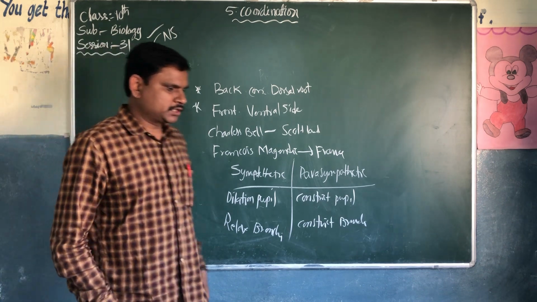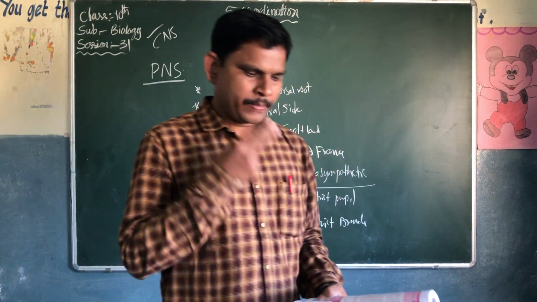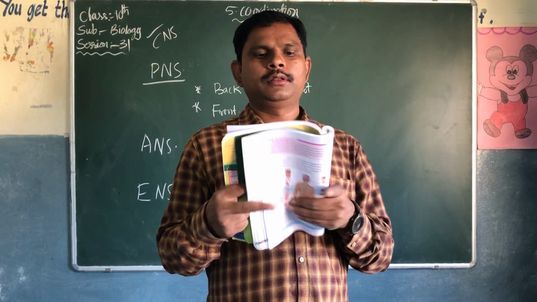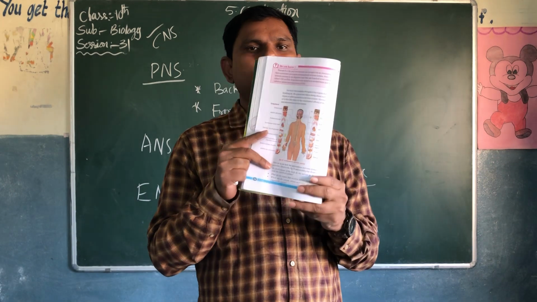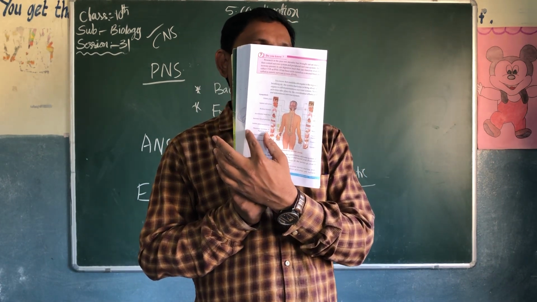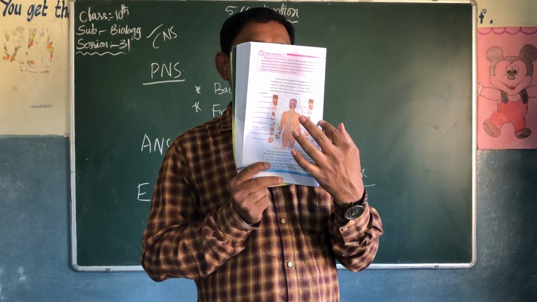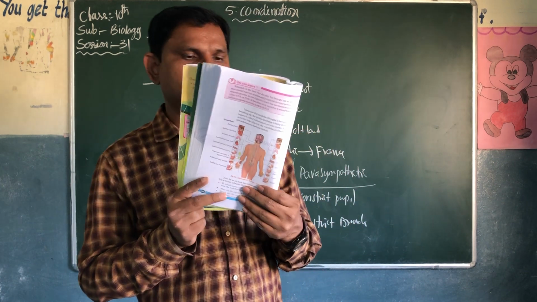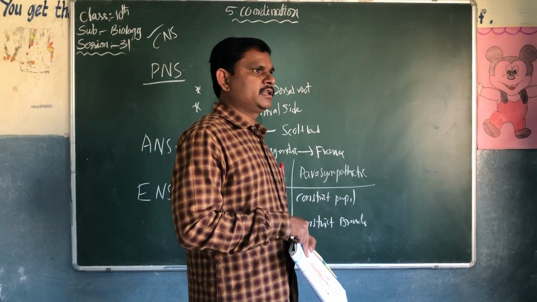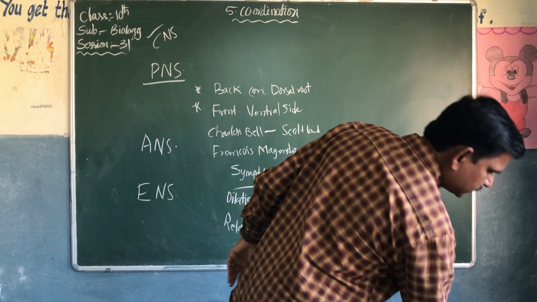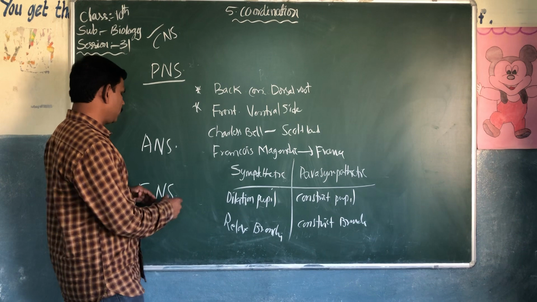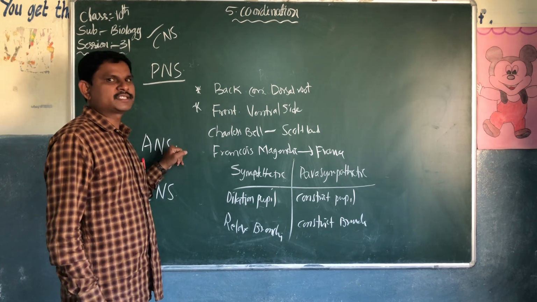In your textbook they have given everything. Just have a look: on the left side they have given sympathetic, and on the right side parasympathetic. Okay, go through the differences once, to see where an increase and where a decrease is going to take place in the body. So this is about the autonomous nervous system.